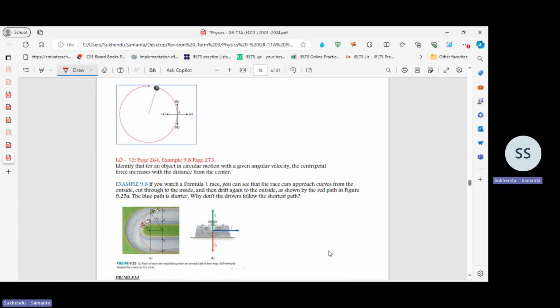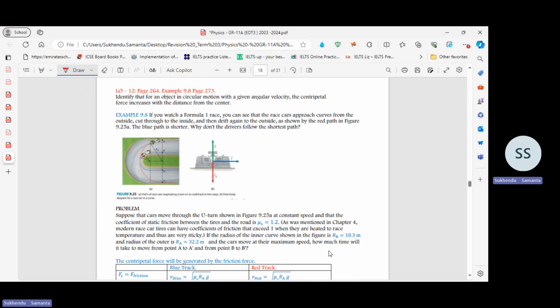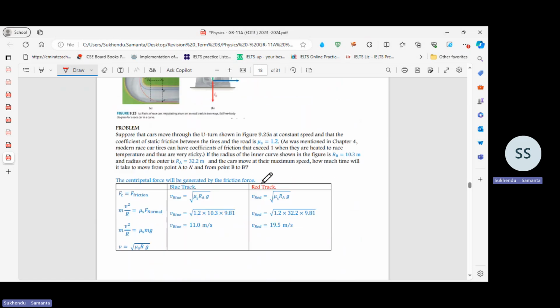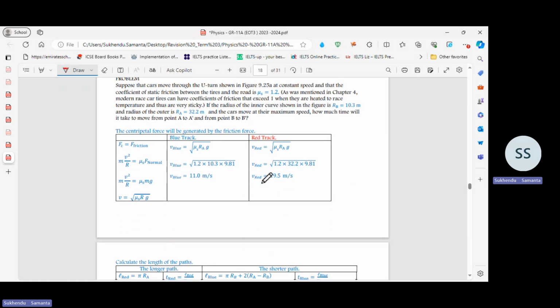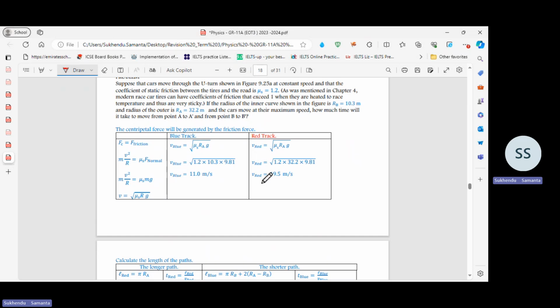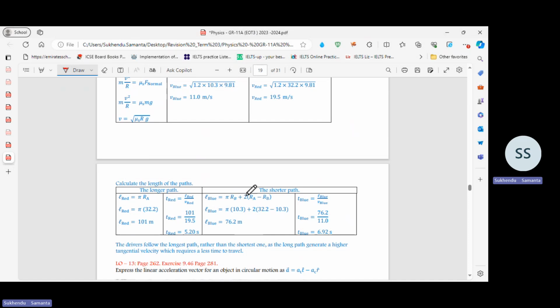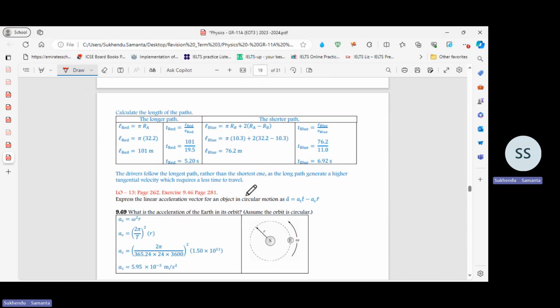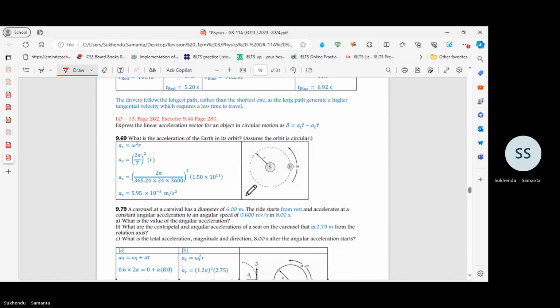Next, so these are your important questions. Again, this is your Formula One racetrack. So the friction force is acting towards the center, and there are two forces. One is your weight, which is acting down, and another is your normal force, which is acting upward. So just use the formula v is equal to square root of mu r g, and you can easily calculate the velocity of different cars. Next.